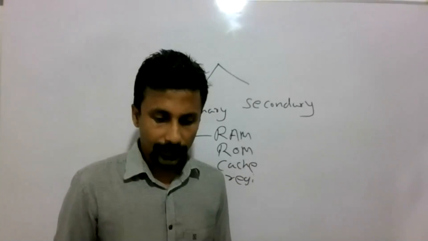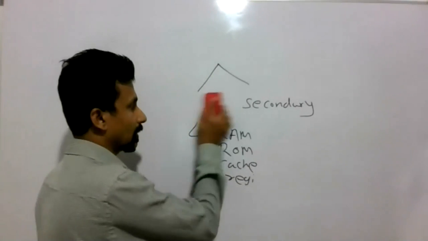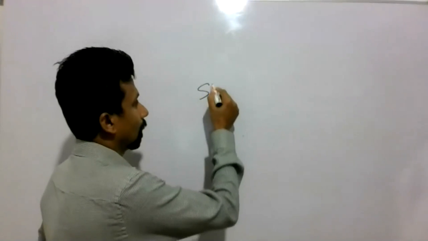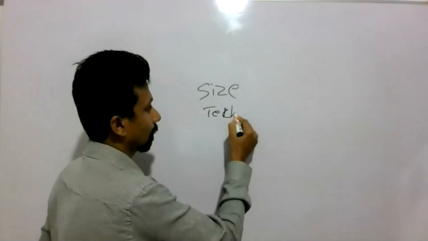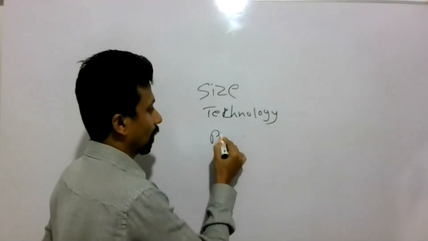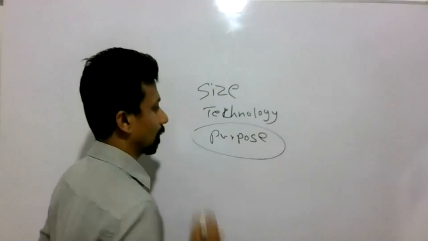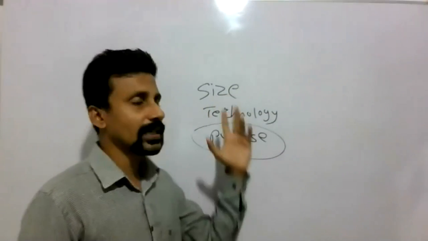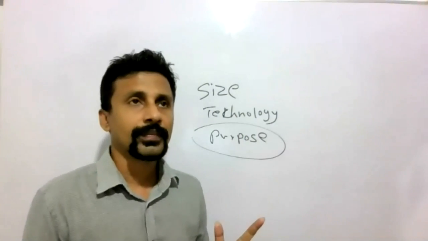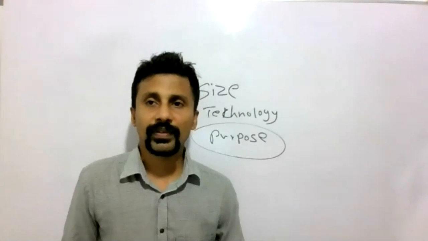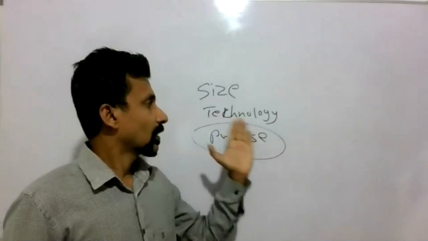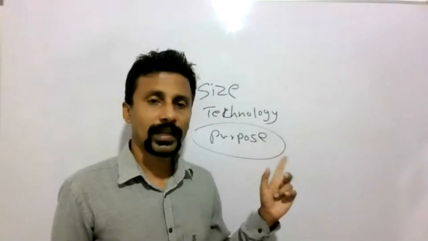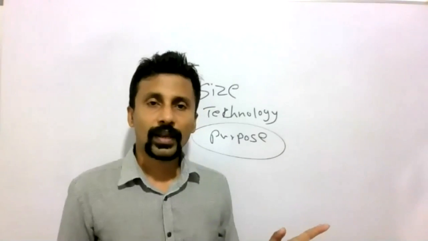Then when you classify the computers, you can classify them according to size, according to technology, or according to purpose. Even that is possible, right? It's not in your grade 10 book, but I'll tell you. Size: supercomputers, mini computers, mainframe, like that. Technology: analog, digital, hybrid. Then purpose: you can classify according to general purpose and special purpose.